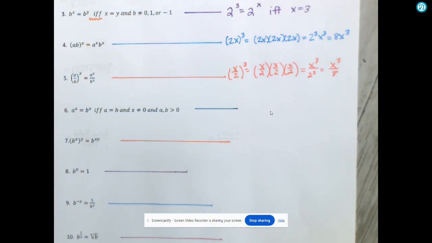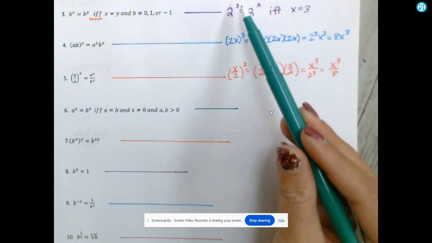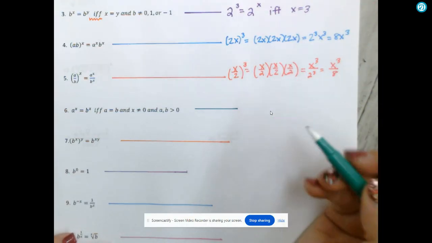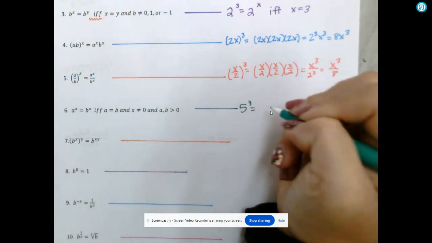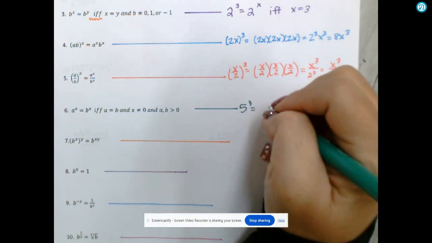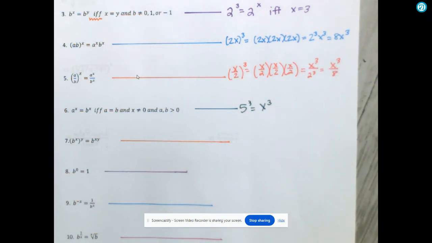All right, a to the x equals b to the x if and only if a equals b and x is not 0 and a and b are greater than 0. So up here, we had the same base and we were discussing the exponents being equivalent. Down here, we're going to have a different base and the same exponent.